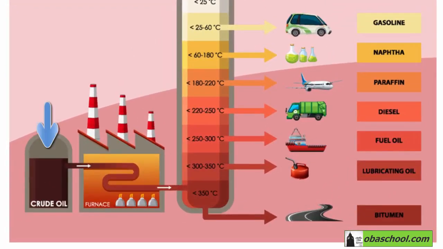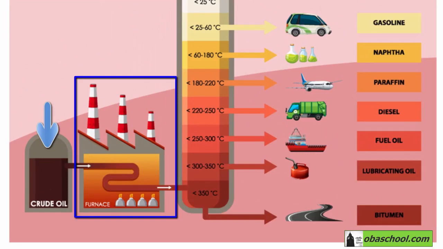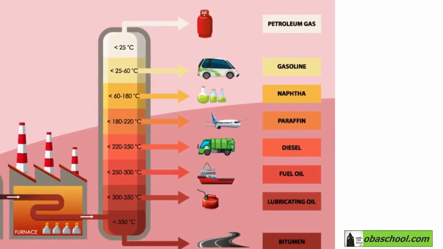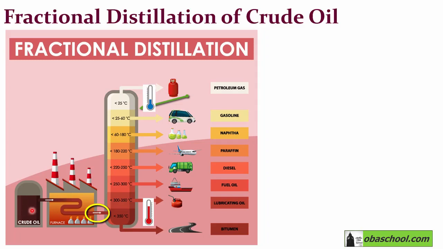First of all, the crude oil will be heated in a furnace. So this crude oil will be heated inside the furnace. And then a mixture of liquid and vapor passes into a tower that is cooler at the top than at the bottom. So here we have low temperature at the top, and at the bottom of the tower we will have high temperature. As we go up in the tower, the temperature will decrease.